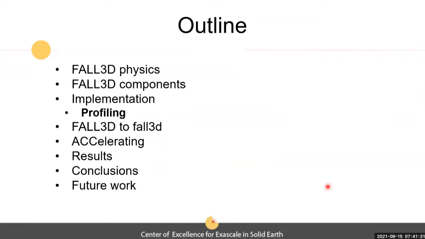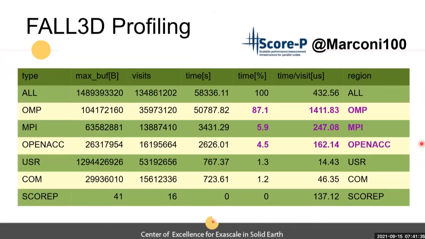Let's get right into it. This profiling was done using SCORP at Marconi 100 during this hackathon. It is worth noting that according to this report, OpenACC used less than 5% of the execution time, whereas OpenMP almost gets 90% of it. Again, we clearly see that GPU occupancy is pretty low.